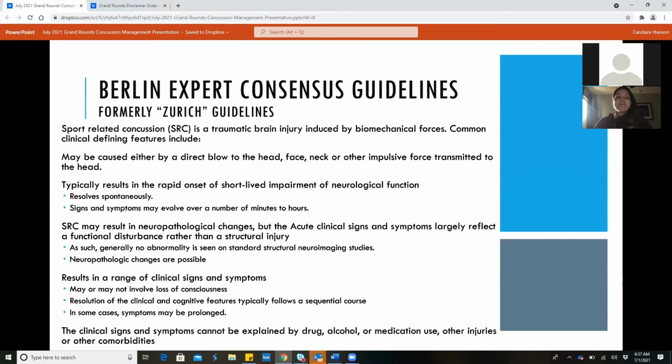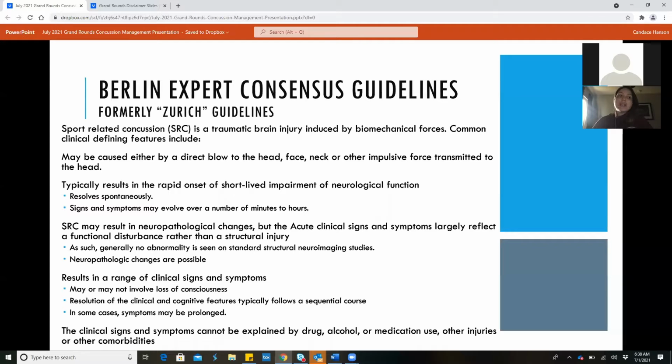Next slide, please. So Berlin expert consensus guidelines say that sport-related concussion is a traumatic brain injury induced by biomechanical forces. And there are common clinical defining features, which include it may be caused either by a direct blow to the head, face, or neck, or other impulsive force transmitted to the head. Typically results in rapid onset of short-lived impairment of neurologic function, resolves spontaneously, and signs and symptoms may evolve over a number of minutes to hours.